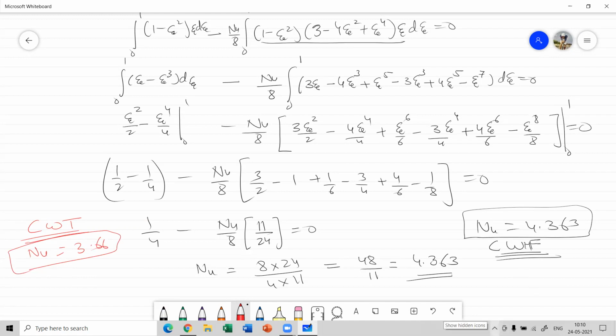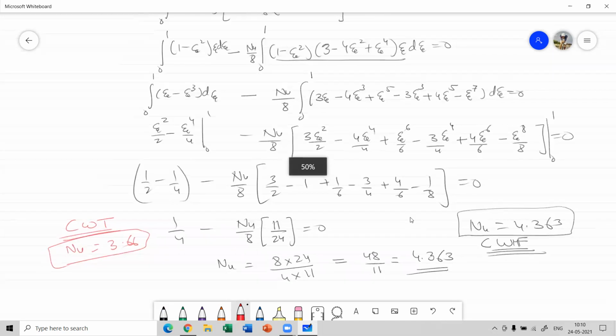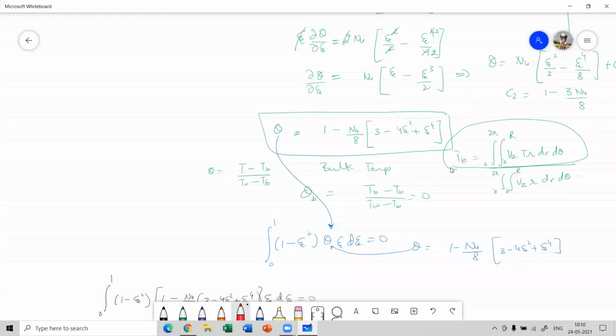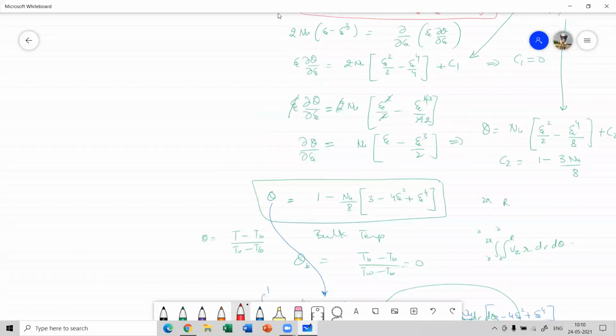So remember these values of Nusselt number. For constant heat flux conditions it is 4.36, and for constant wall temperature it is 3.66. Similarly, we can derive the expression for constant wall temperature also. Clear? So this is how you get the value of your Nusselt number under constant heat flux conditions. Clear? Now, anything else you want to ask, you can ask.